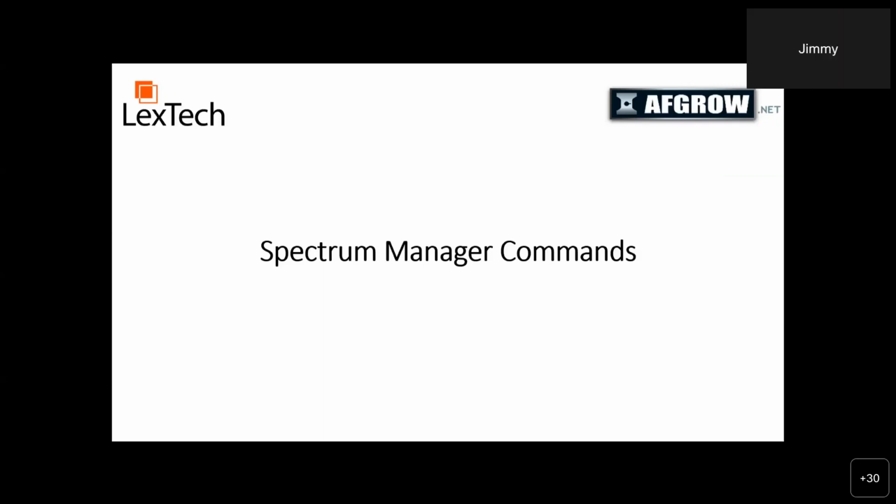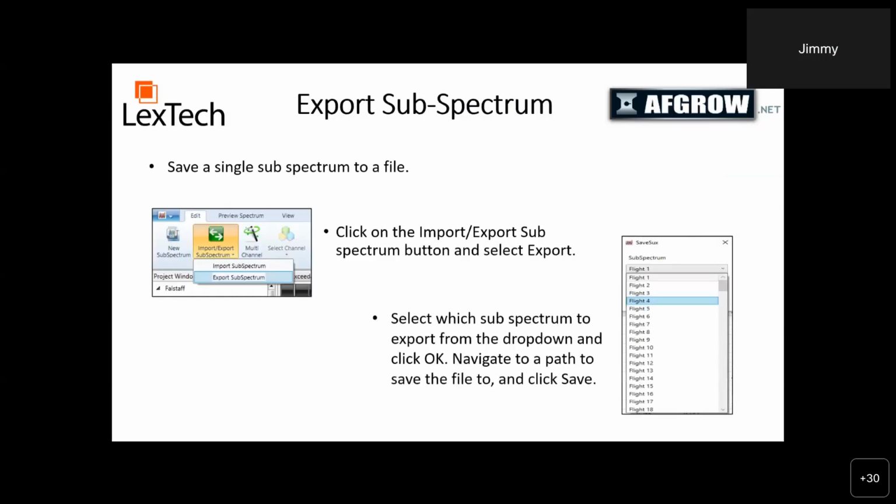Subspectrum has a number of commands that can assist you when you're trying to edit your spectrum or create one. The first one is an export subspectrum option. You can save or export a single subspectrum from your spectrum. To do that, you just click the Import Export Subspectrum button and select Export. And then you can select a subspectrum and navigate to a path that you want to save it to, and then click Save.